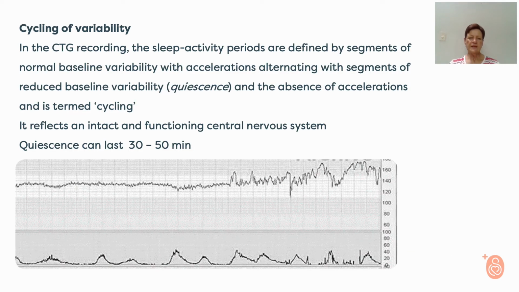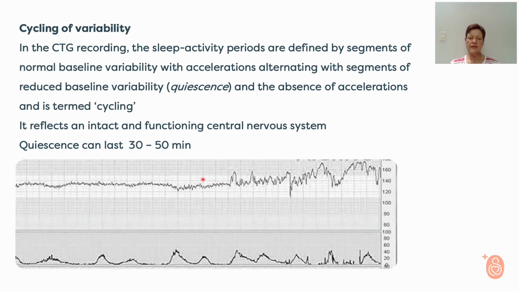Okay, then another aspect of variability that we have talked about previously is cycling, where we've said that the fetus has sleep periods, which we call quiescence periods, where we have a decrease in variability, and then we have an active period where we have an increase in normal variability and also accelerations. Now, this is reflective, we've said, of what happens in a normally functioning central nervous system.